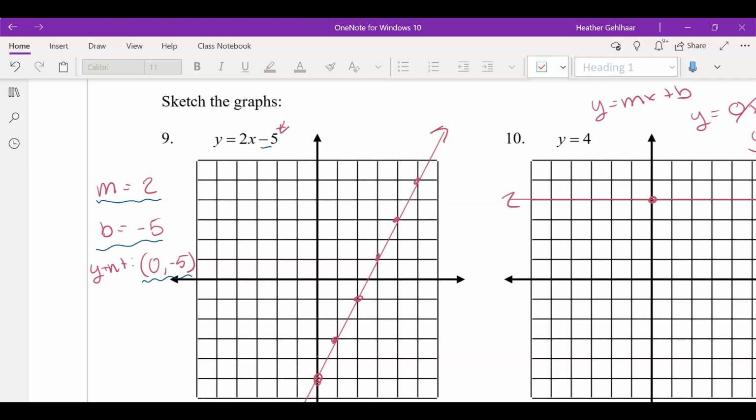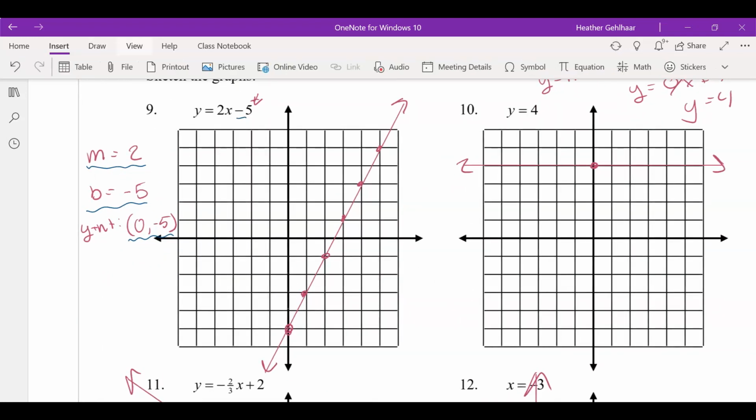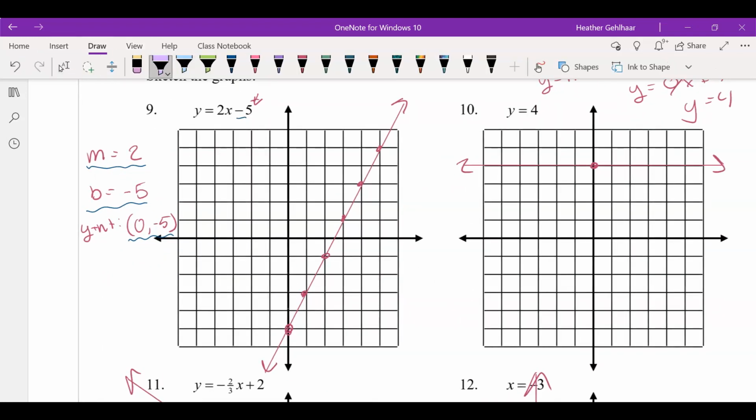Okay, so at this point, where we go is we begin at negative 5. You always start at your y-intercept. So graphing the y-intercept at negative 5, and then we're going to go up 2, over 1. Up 2, over 1. Remember, slope is rise over run. So up 2 over 1, and then we'll get our line. Notice how beautiful my line is, so be very careful when you are graphing your line.